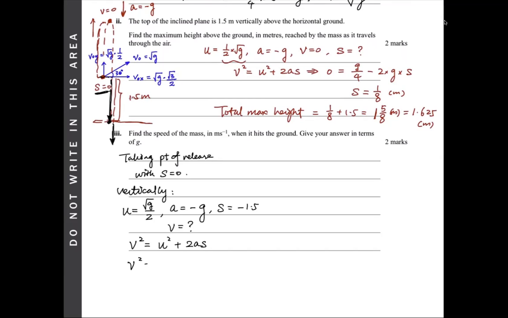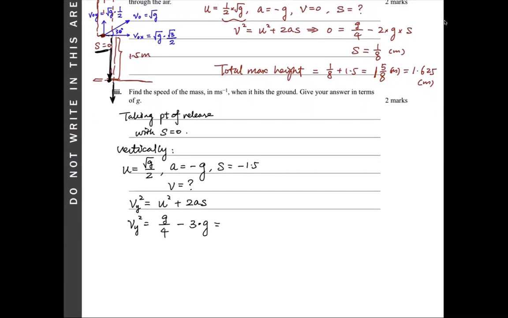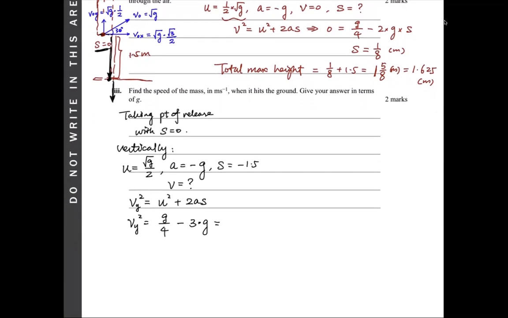Now, v squared equals g over 4, and then, let's call this vy, okay? vy squared, minus 2 times minus 1.5 times g, that's plus 3 times g, okay? So this should give you, for example, hold on a second. Let me have a closer look.